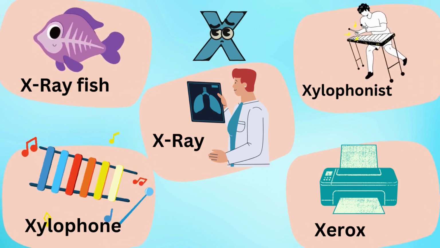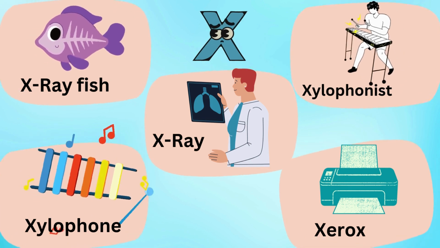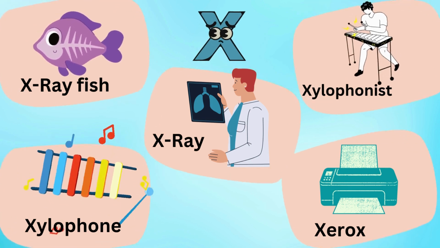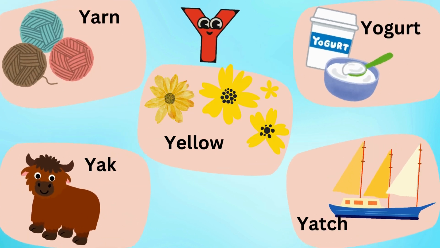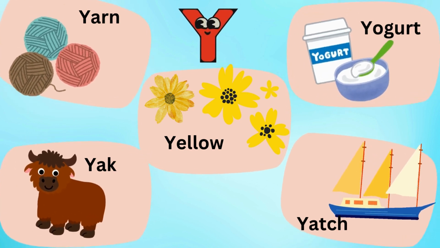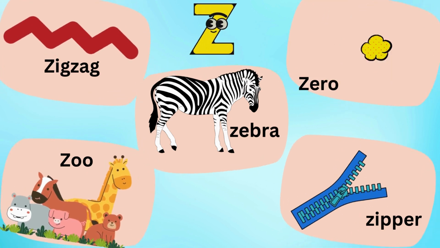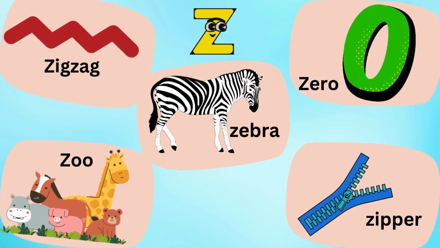X is for xylophone, X-ray fish, X-ray, Xerox, and xylophonist. Y is for yak, yarn, yellow, yogurt, and yacht. Z is for zebra, zoo, zero, zipper, and zigzag.